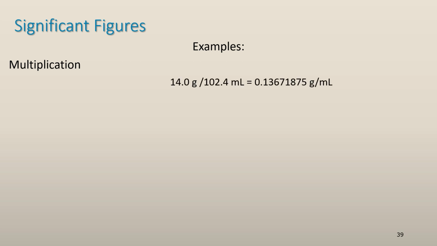So, in the one we did a little while ago, if you go back and look at that slide, the mass had 4 significant figures, and the volume had 3, and so our answer had to have 3. In this case, our numerator, 14.0 grams, has 3 significant figures. Our bottom number, 102.4, has 4 significant figures. So our final answer should not have any more than 3 significant figures. So if you do the math, here's what you get on your calculator.